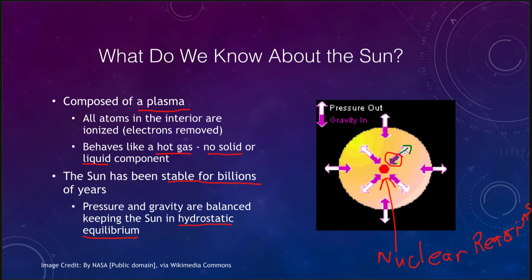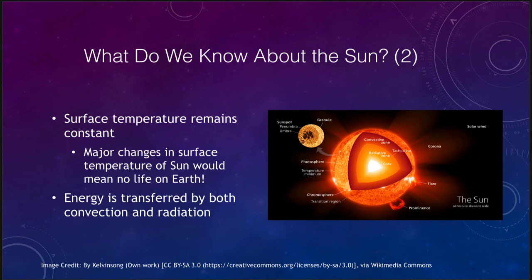The amount of gravity pushing down generates enough pressure in the core to keep the right level of nuclear reactions to balance that gravity, and keeps the sun in what we call hydrostatic equilibrium. So it's completely balanced and will remain that way for 10 billion years. We also know that, as I've said, the surface temperature of the sun remains constant. It would not change. We would know that because we wouldn't be here. There would be no life on Earth, because even minor changes in the temperature of the sun would significantly change the amount of energy being received here on Earth.